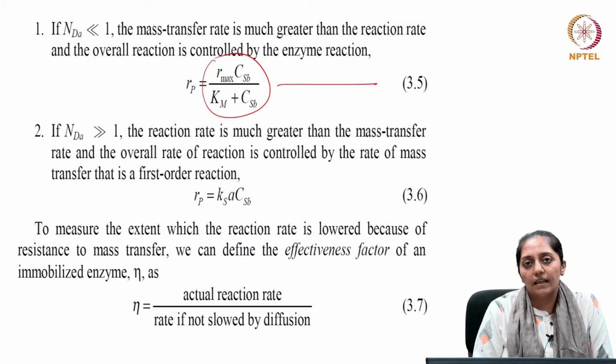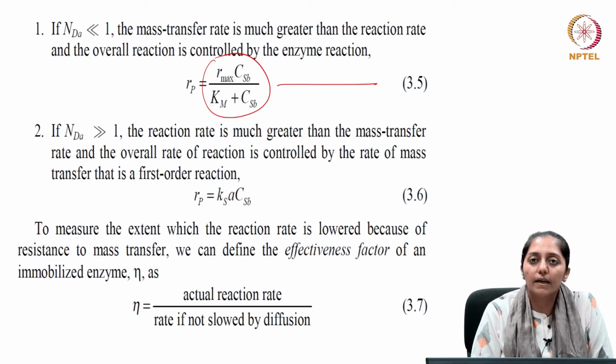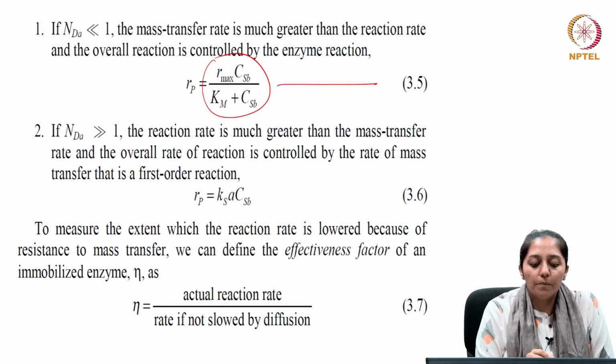Let us take the second case where the Damkohler number is found to be very high. In that case again, this means the reaction rate is much greater than the mass transfer rate, and the overall reaction rate therefore is now being controlled by the rate of mass transfer.